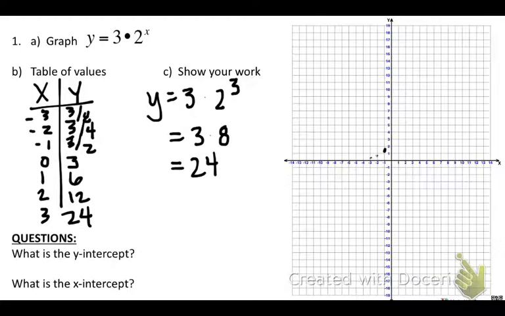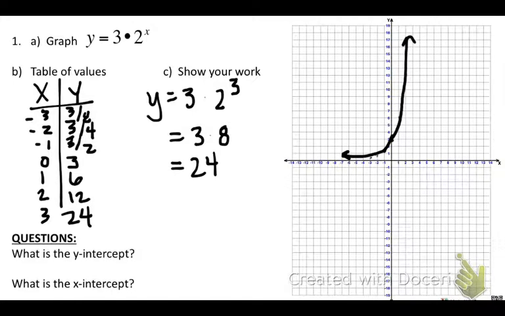0, 3. 1, 6. It's really hard to graph on this little graph. 2, 12. And 3, 24. Well, I can't do that one. Okay. Hey, that one's not that bad. Okay. So there is our curve.